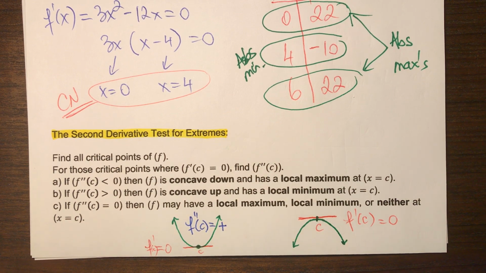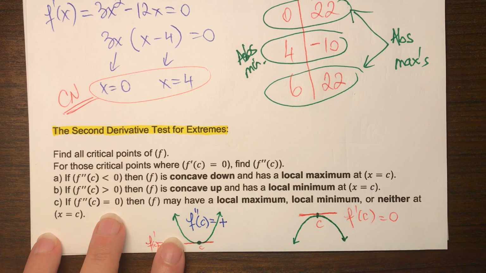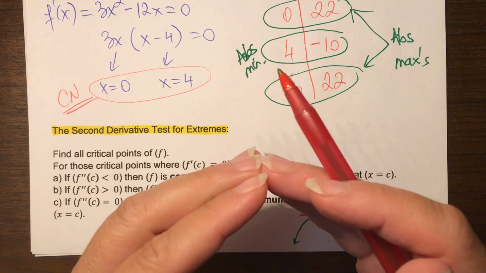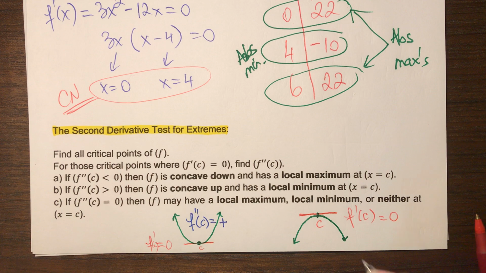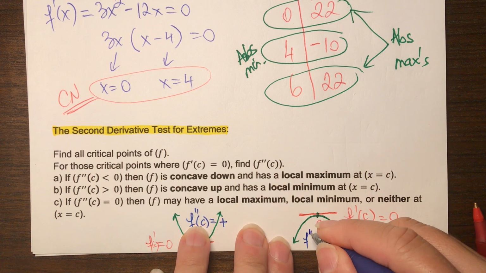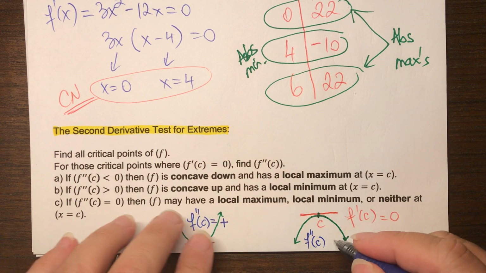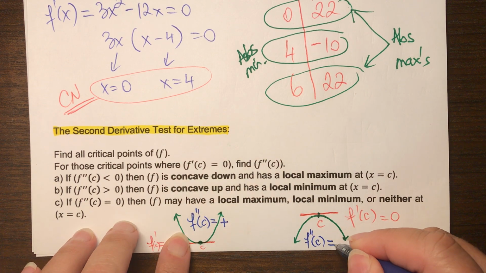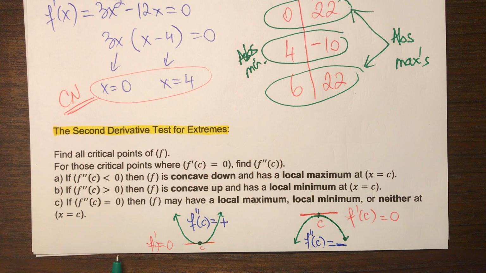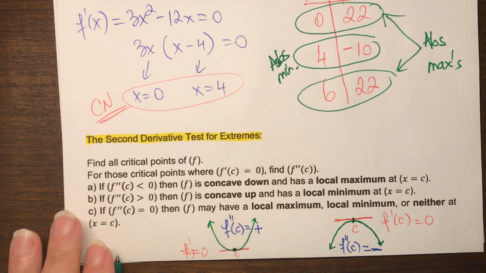Well, for a maximum, what has to happen? The graph has to be turned upside down, yes, to reach that peak value. So what happens to the second derivative? It's a sad face, yes. It has to make a sad face to reach that peak value. So the second derivative has to be negative. So this is the second derivative test for extremes.